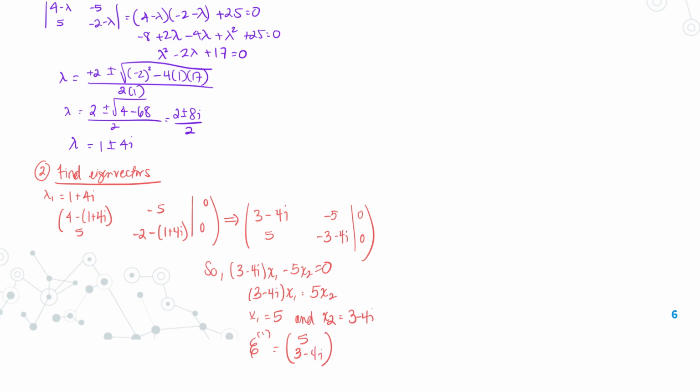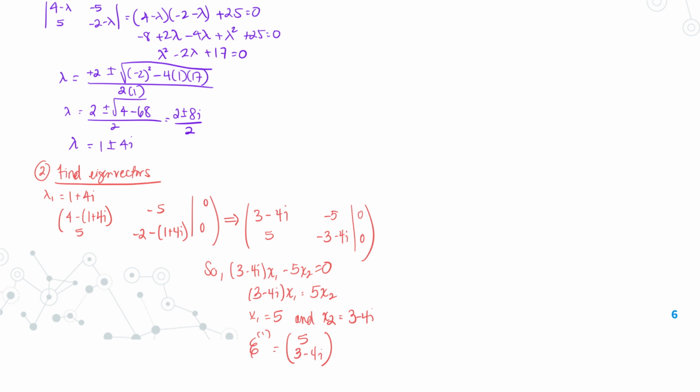So again, what we're trying to do is find a way to get x1 and x2 to be equal to one another. So if we let x1 be 5 and let x2 be 3 minus 4i, then these two expressions on both sides of the equals sign are equivalent. They're the same thing. So then we have our eigenvector of 5 and 3 minus 4i.